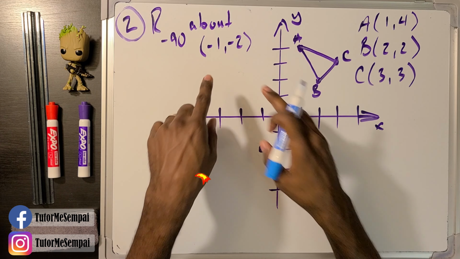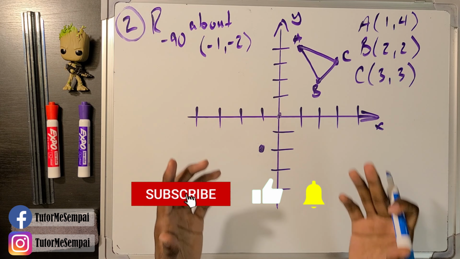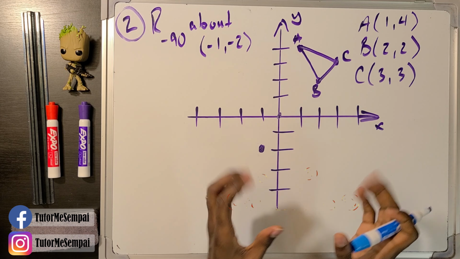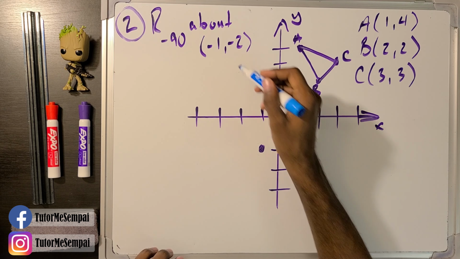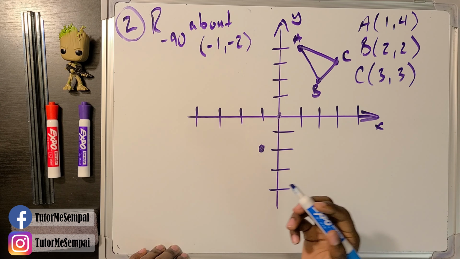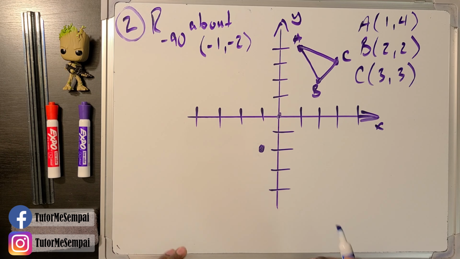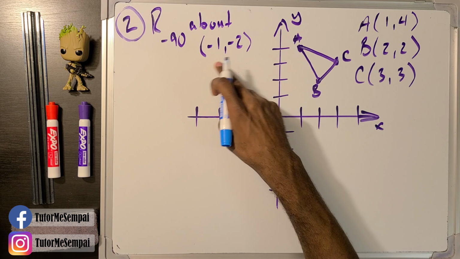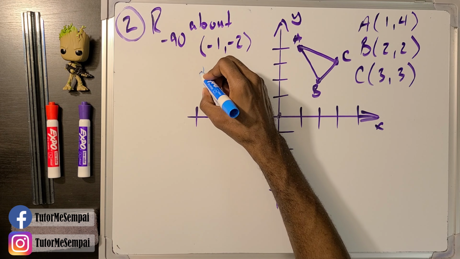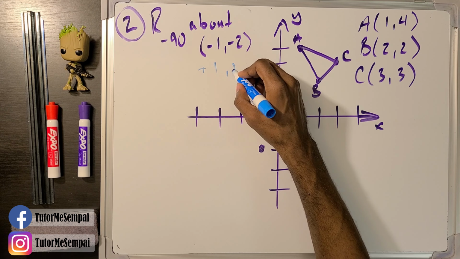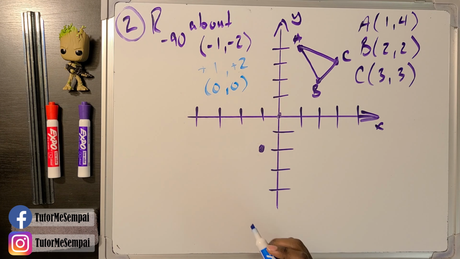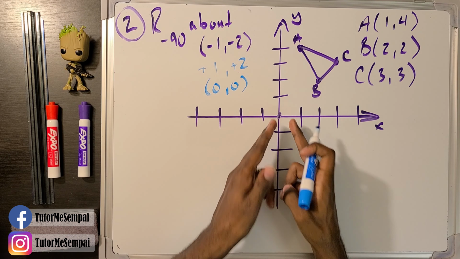So in order to rotate about a point other than the origin, the first thing you need to do is shift everything back in reference to the origin. Now, what do I mean by that? Let's say we have this point negative 1, negative 2. What do you need to do to get back to the origin from that point? That means that we would need to add 1 and add 2, and then that's going to give you the point 0, 0. So we're shifting this point back to the origin.